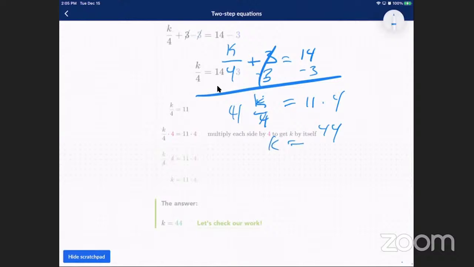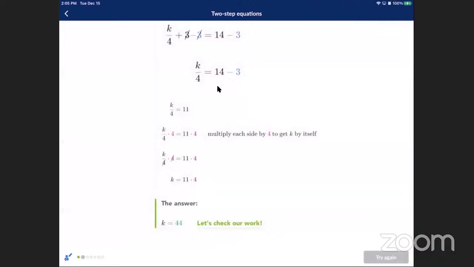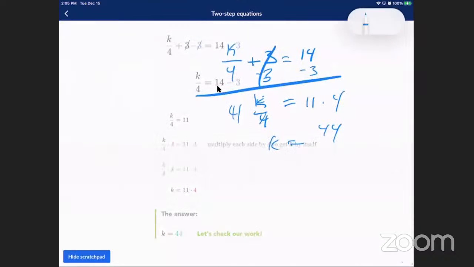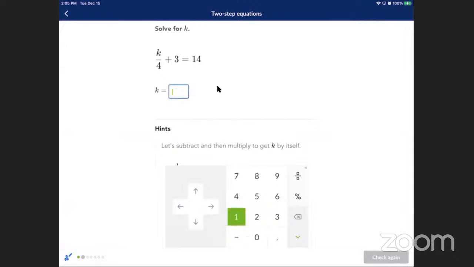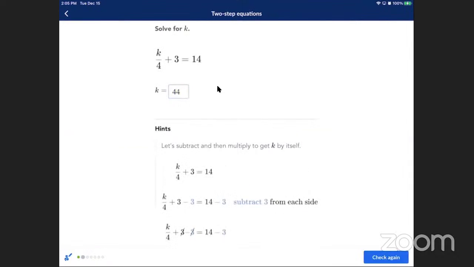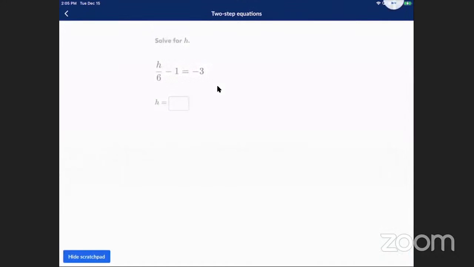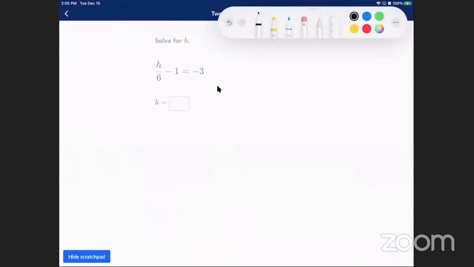And now we plug 44 back in. Now we would get k equals 44 over 4 equals 11 plus 3 equals 14. Yeah. So that was my little hiccup there. All right, so what I'm going to do is go back and do that again.